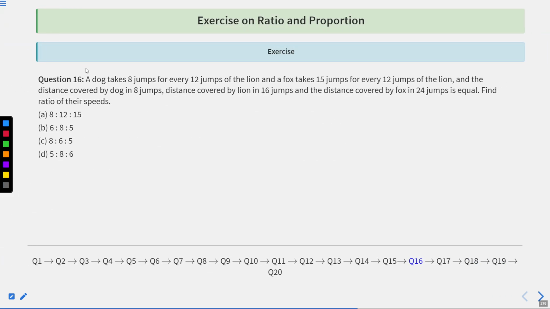A dog takes 8 jumps for every 12 jumps of the lion, and the fox takes 15 jumps for every 12 jumps of the lion. The distance covered by the dog in 8 jumps, the distance covered by the lion in 16 jumps, and the distance covered by the fox in 14 jumps are equal. Find the ratio of their speeds.